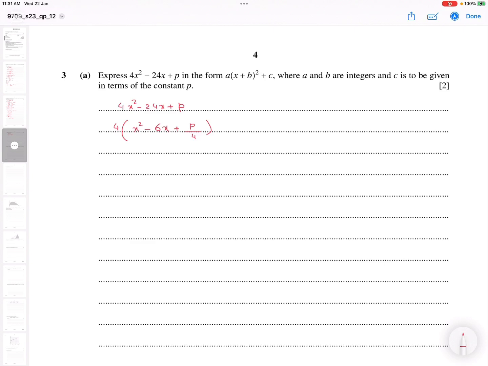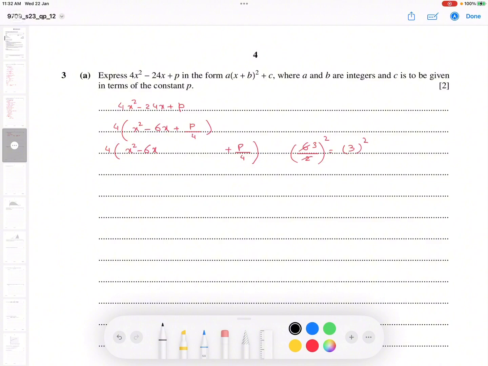Now in the next step, what you do: x squared minus 6x, create a gap after 6x and write p over 4 here. Now take the coefficient of x, which is 6, halve it, meaning divide by 2, and square it. These are the steps you have to follow always. So you add 3 squared, you subtract 3 squared.